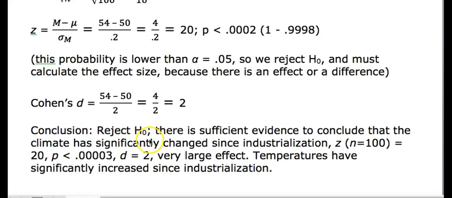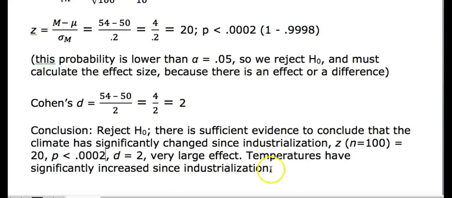So the conclusion is to reject the null. There is sufficient evidence to conclude that the climate has significantly changed since industrialization, comma, again, we have to provide the statistics to back up our claim. So z, n equal to 100, is equal to 20. P is, whoops, let me change that. I used a different table here. There we go. So P is less than 0.0002, comma, D is equal to 2, which is a very large effect. So temperatures have significantly increased since industrialization.